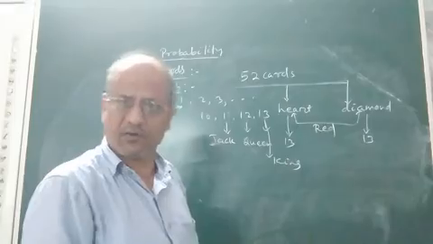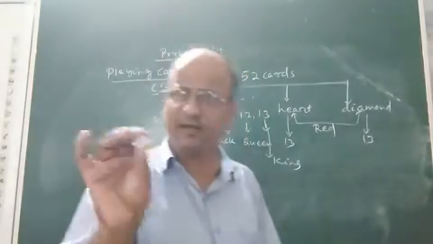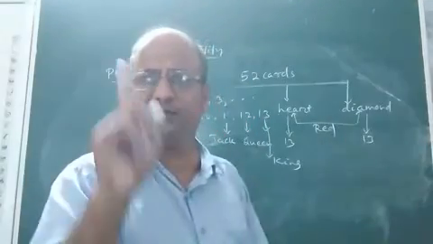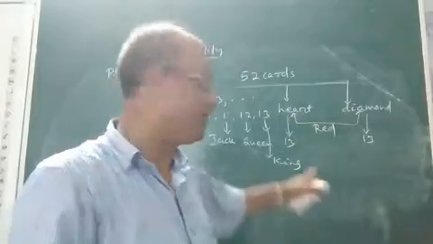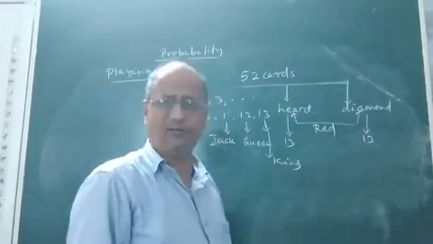King or Badshah. So what I mean to say, children, is that in the suit club there are 13 cards, starting from card number 1, 2, 3 up to 13. Card number 1 is known as Ace or Ikka. Card number 11 is called Jack. Card number 12 is called Queen. Card number 13 is called King.